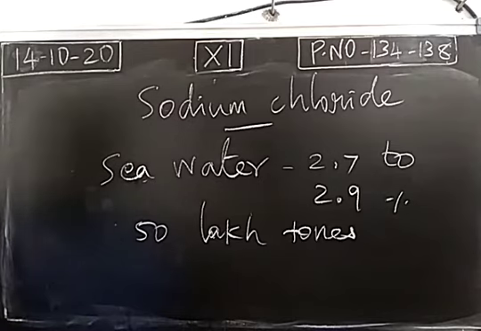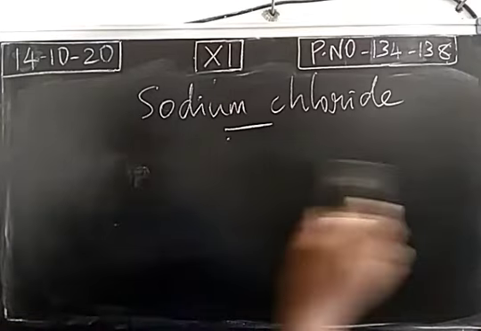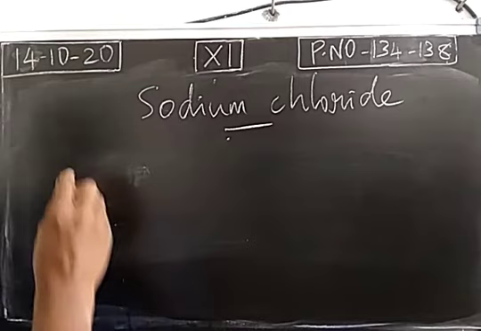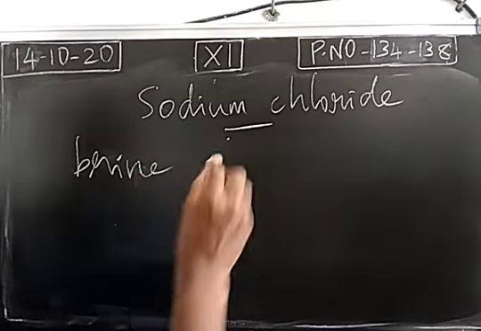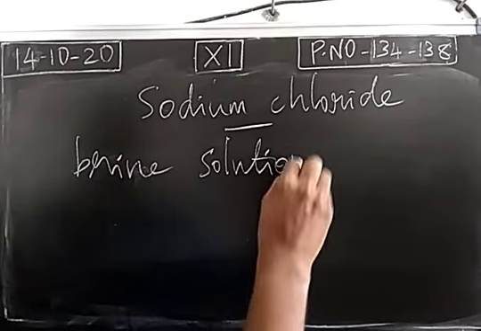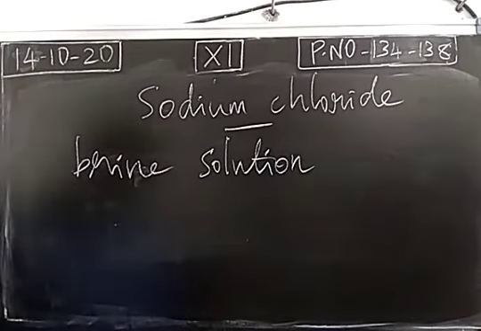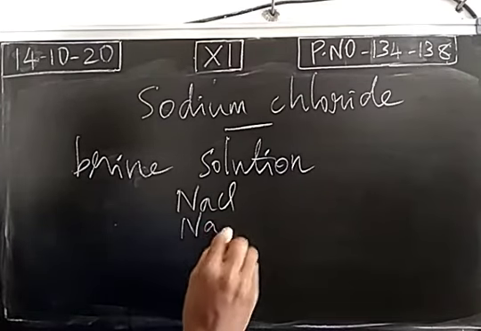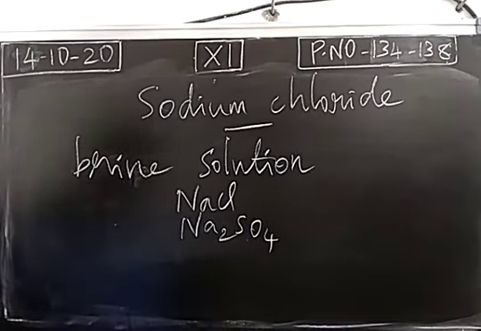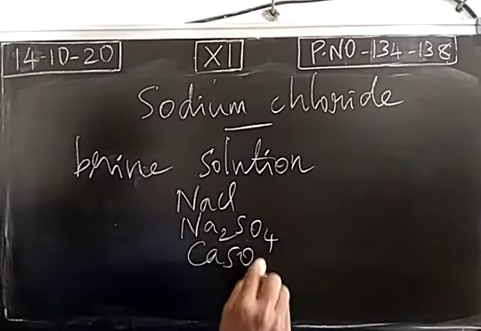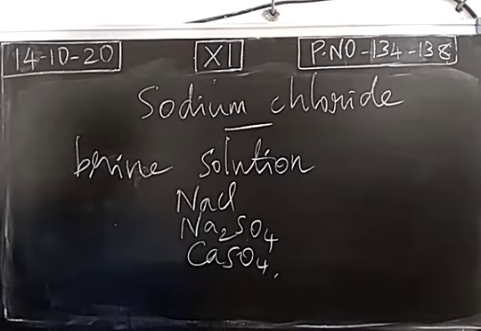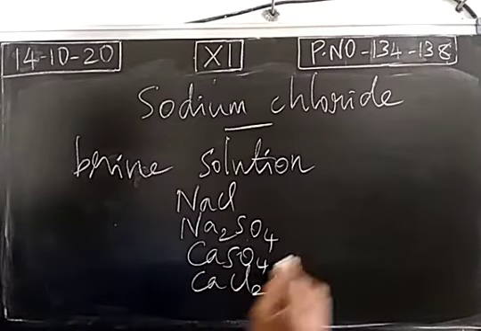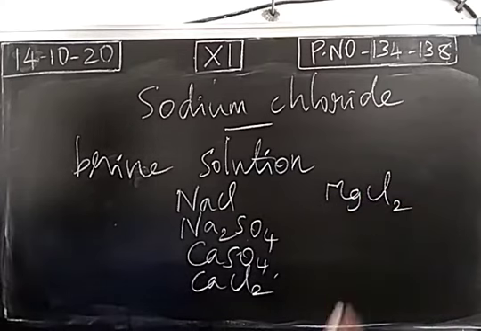Another one is extraction from brine. It's called a sodium chloride solution. So take the solution which contains many salts like sodium chloride, sodium sulfate, calcium sulfate, calcium chloride, magnesium chloride. So from the brine solution, we are going to extract sodium chloride.